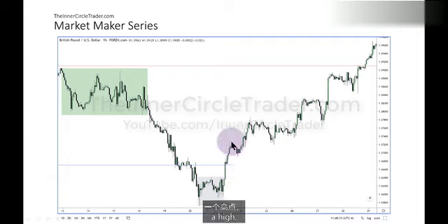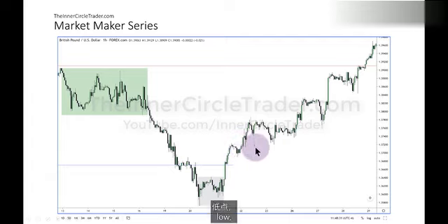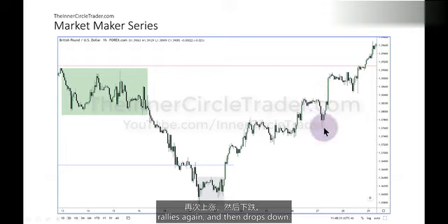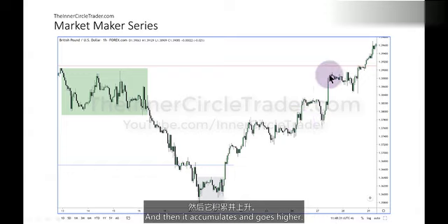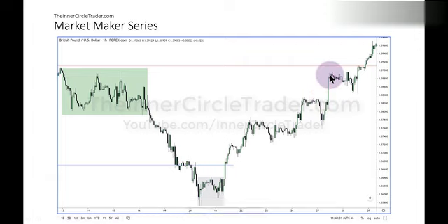We have a low, a high, optimal trade entry in here, rallies up. We have another level here. From this low to this low, that's optimal trade entry because you have a high, low, higher low. Boom. Rally. Trades up, consolidates, rallies again, and then drops down, takes out that short-term low. We talked about this in the previous discussion, or volume, and it accumulates and goes higher. The algorithm is driving price up here. It's not the buyers. Okay, it's not the buyers.